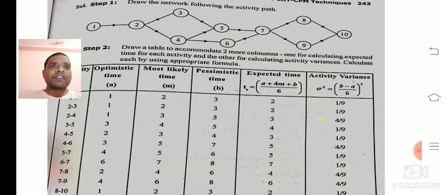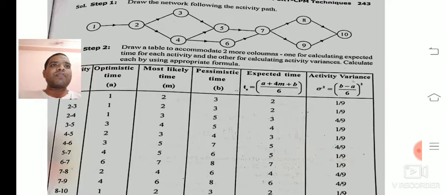He has given the optimistic time, most likely time, and pessimistic time, A, M, B, up to the fourth column in the problem. Now we need to calculate the expected time by using the formula (A + 4M + B) / 6 for every activity. For activity 1 to 2, the expected time is 2. For 2 to 3 you are getting 2, for 2 to 4 you are getting 3. That is the fifth column.